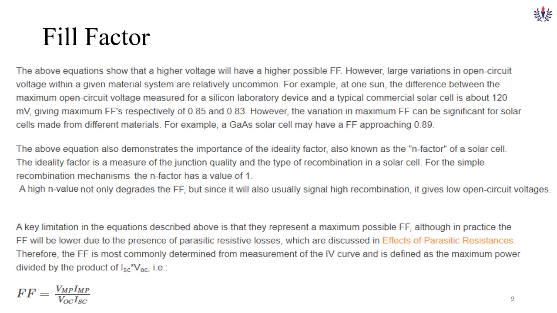A key limitation in the equations described above is that they represent a maximum possible fill factor, although in practice the fill factor will be lower due to the presence of parasitic resistive losses, which were already discussed in the effect of the parasitic resistances. Therefore, the fill factor is most commonly determined from the measurement of the IV curve and is defined as the maximum power divided by the product of VOC and ISC. So, the fill factor is equal to VMP IMP divided by VOC into ISC.